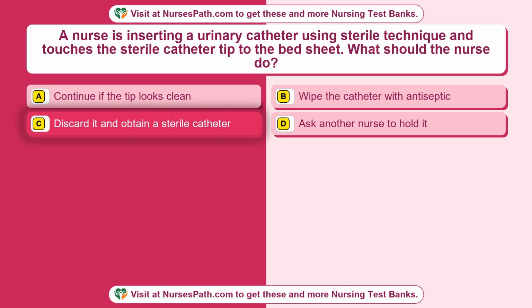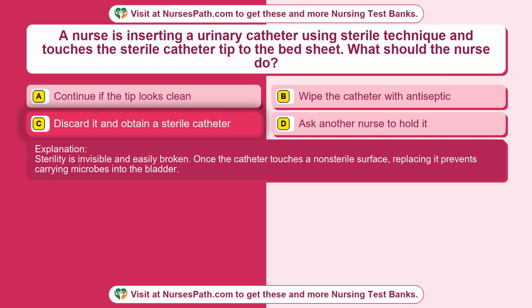The correct answer is option C. Discard it and obtain a sterile catheter. Sterility is invisible and easily broken. Once the catheter touches a non-sterile surface, replacing it prevents carrying microbes into the bladder.